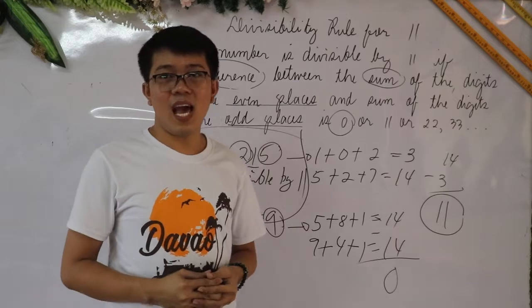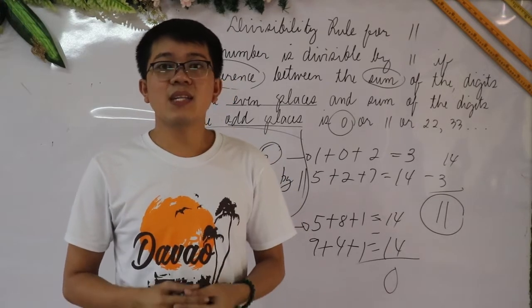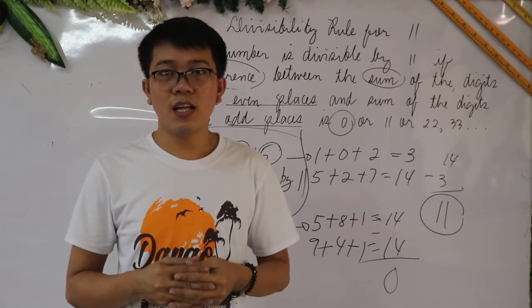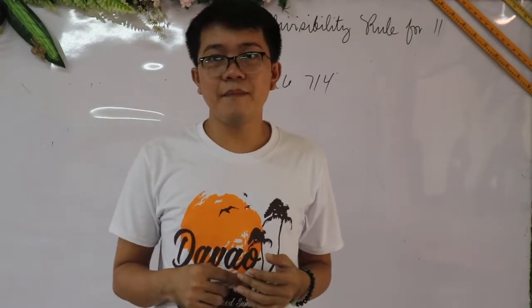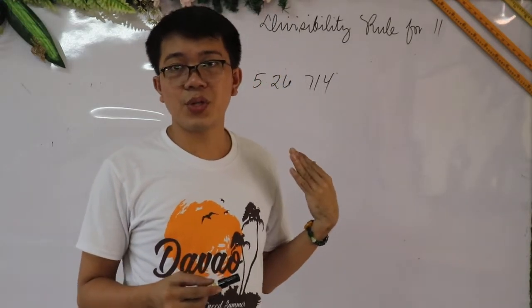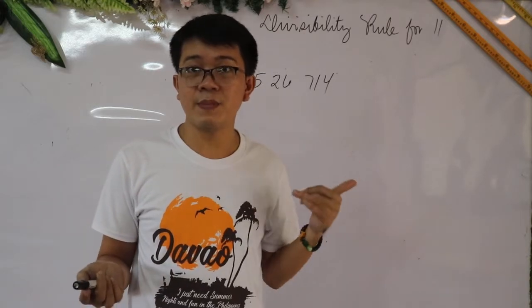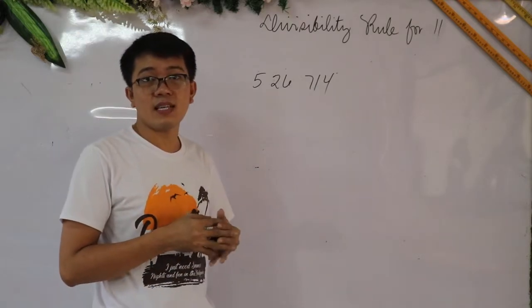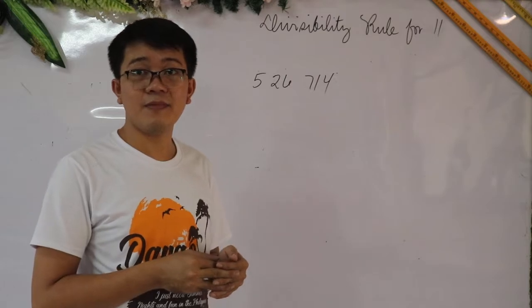Since you know already how to identify if a number is divisible by 11, it's time for us to enrich your knowledge on divisibility rule number 11. I have here a given number on the board, and I want you to help me identify if it's divisible by 11. So the number is 526,714. What do you think? Is it divisible by 11?